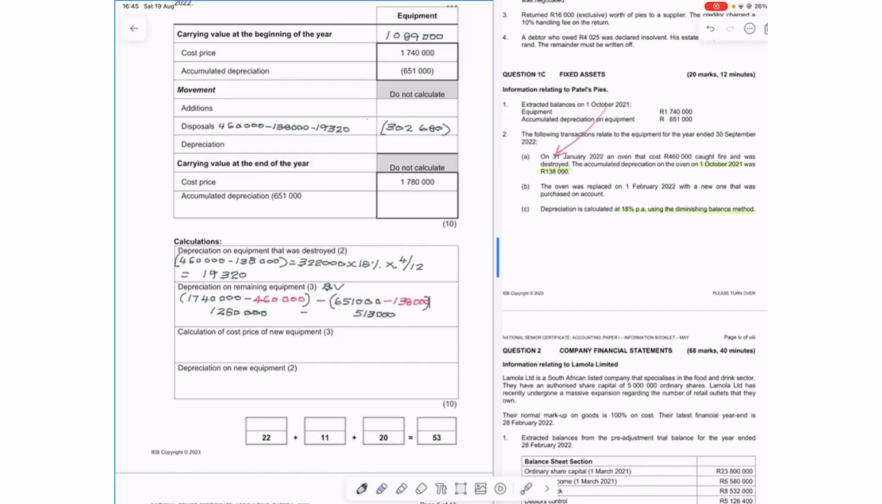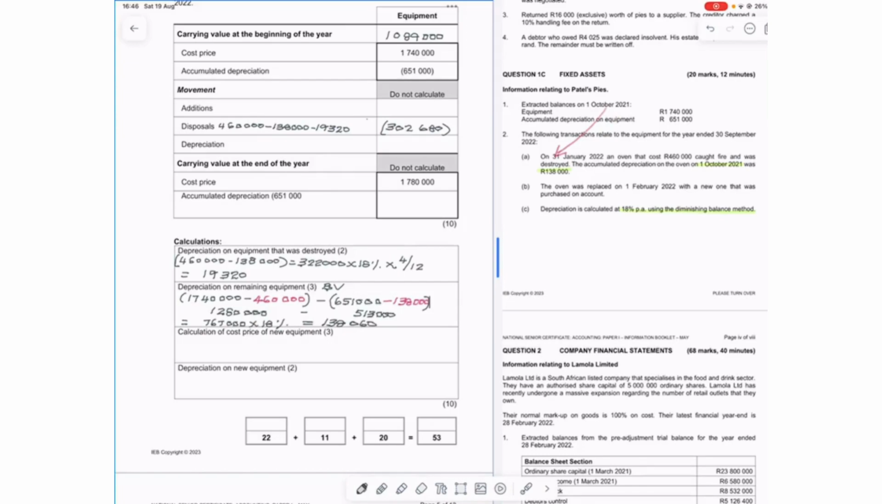Minus the book value of your remaining equipment, cost price minus your accumulated depreciation. Book value of remaining equipment is 767,000. And you're going to multiply that by 18%. So the current year's depreciation on remaining equipment is 138,060.